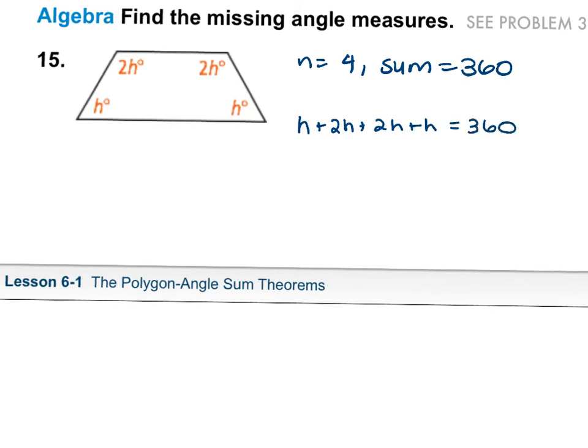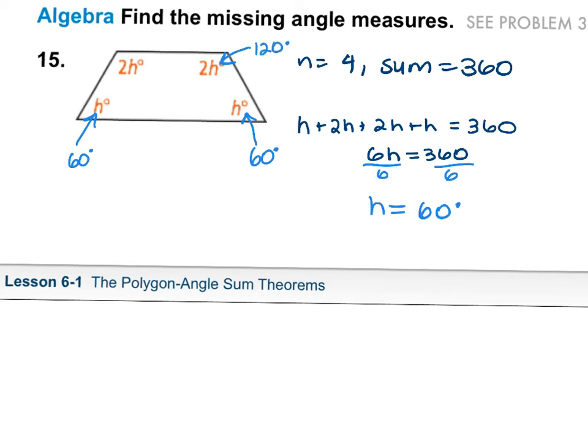So then I get h plus 2h, which is 3h, plus 2h, which is 5h, plus h, which is 6h, equals 360. And then take and divide both sides by 6. H is 60 degrees, right? So this one's 60, this one's 60, this one would be 2 times 60, or 120, and this would be 2 times 60, or 120.